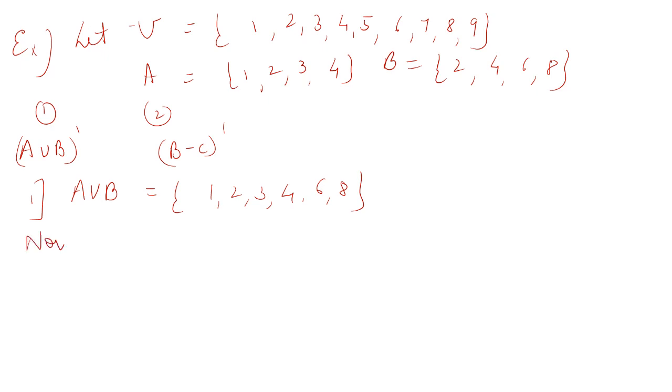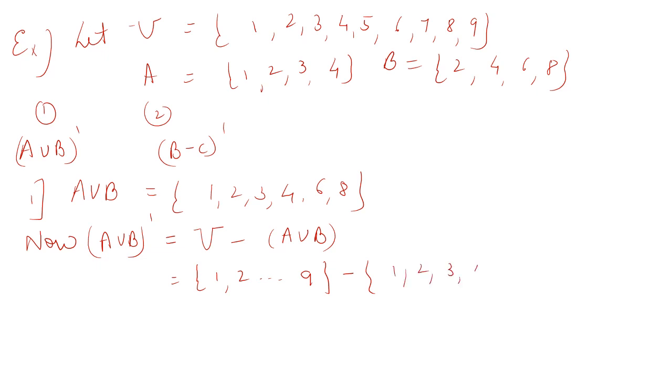Now what is our question? A union B whole complement is equal to, what is the definition of complement? U minus A union B. So U is from 1, 2, 3 up to 9, minus 1, 2, 3, 4, 6, 8. So when you subtract these elements, what answer do you get? 5, 7, 9. This is A union B whole complement.